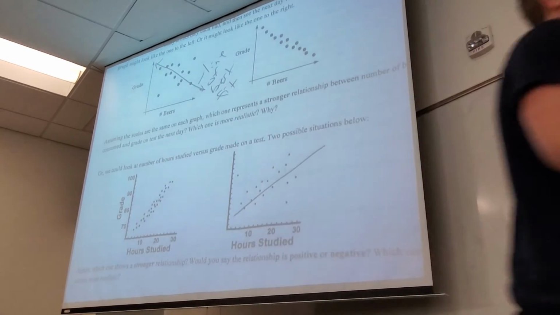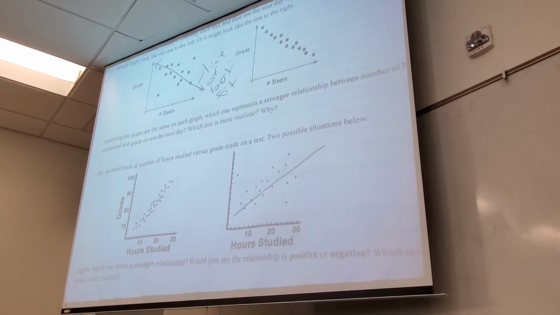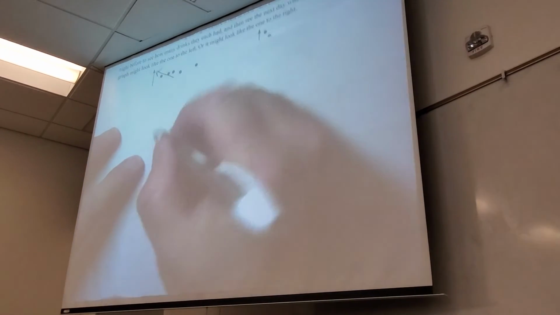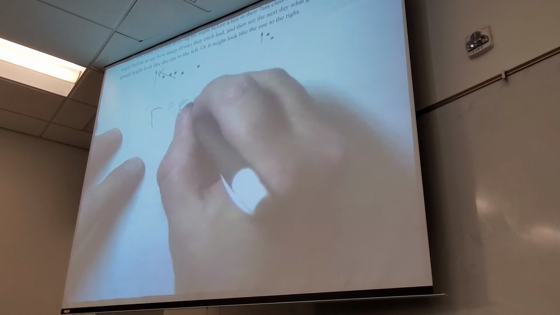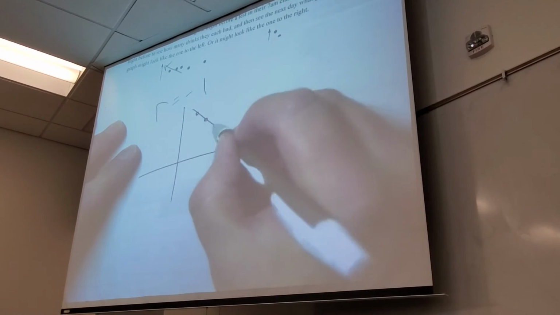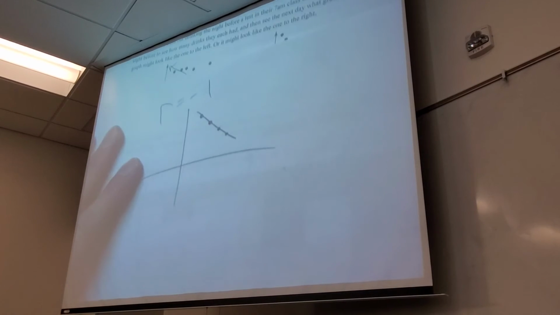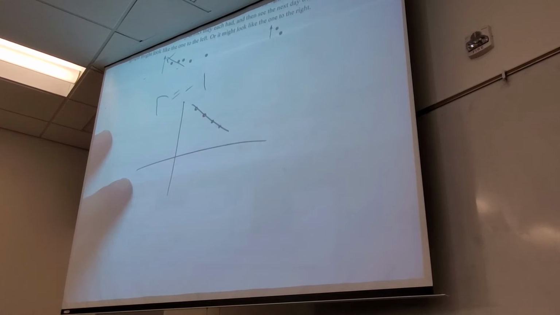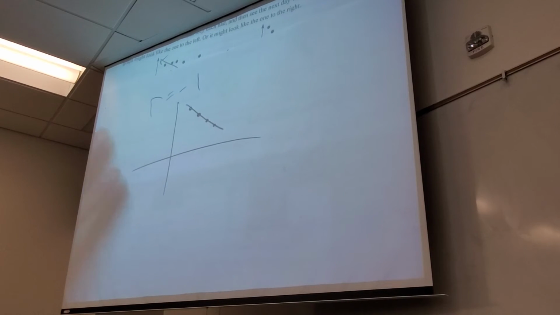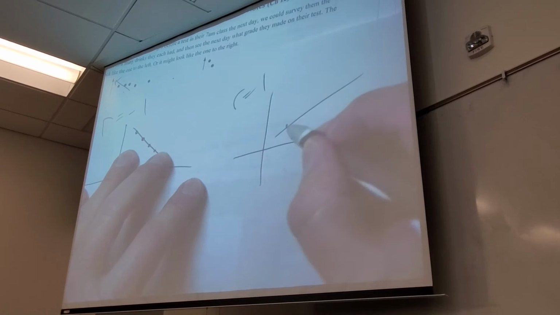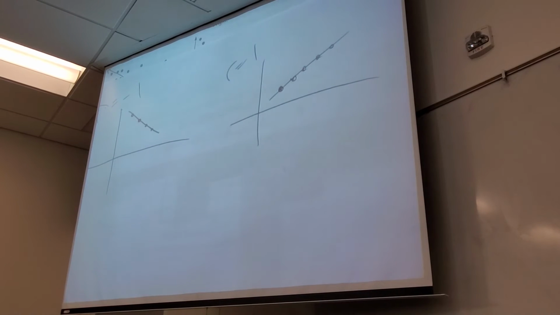So watch this. R equal to -1 would be something like this. Let me draw a line first. There we go. Well, all the points are perfectly on the line. In nature, that basically never happens. So R equals 1 would just be something like this. All the data points are perfectly on a positive slope line.